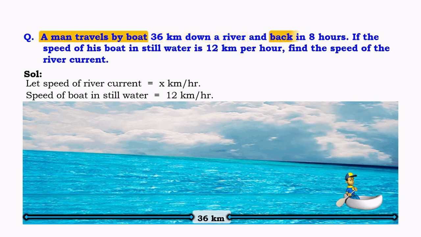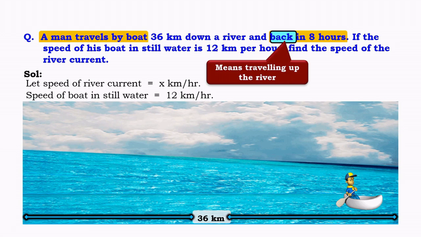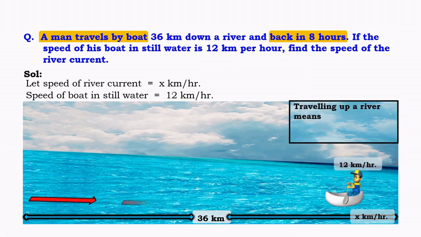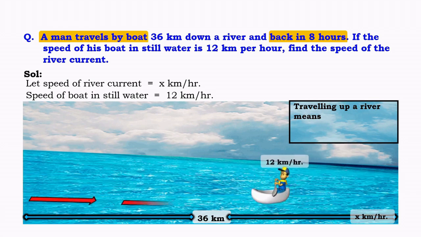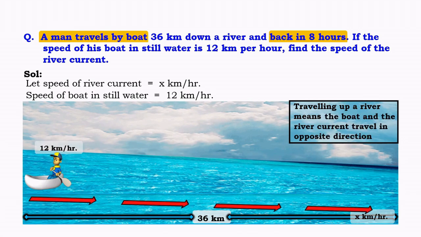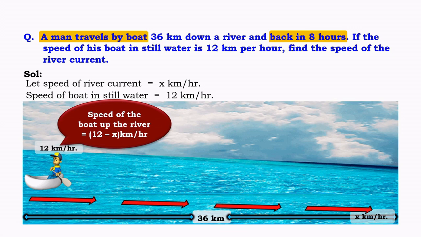Now, let us look at the return journey. The word back means the boat is traveling upstream. While traveling upstream, the boat and the river current move in opposite directions. So, the speed of the boat decreases. Therefore, the speed of the boat upstream is 12 minus x kilometers per hour.